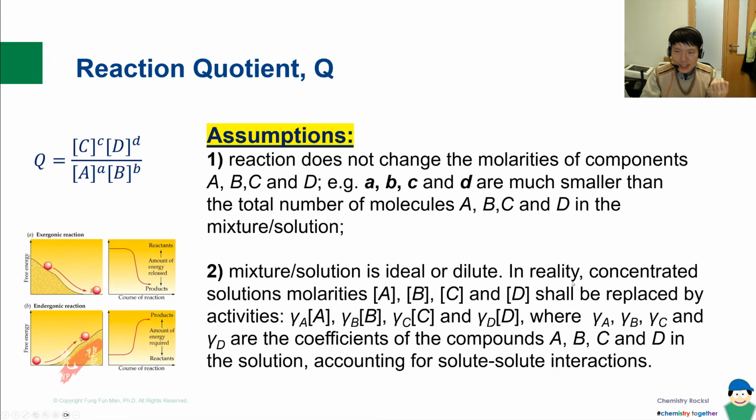Because in reality, for concentrated solutions, molarity is replaced by activity. So the actual term that we use is the activity of A times the concentration of A, the exact concentration in the system, but it's so hard to measure exactly because it's dynamic.